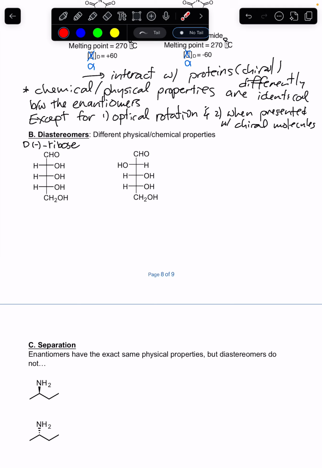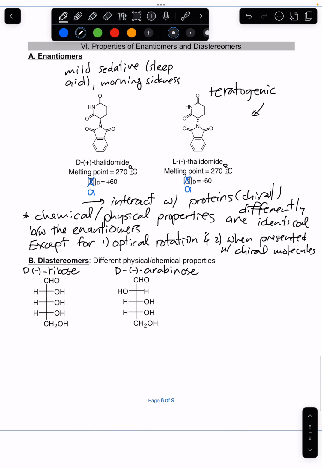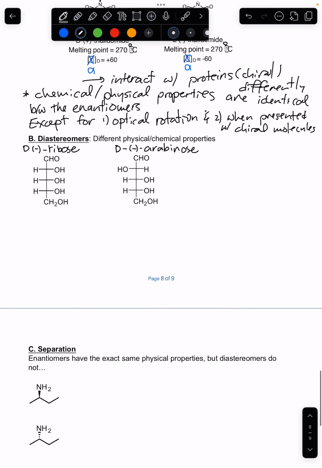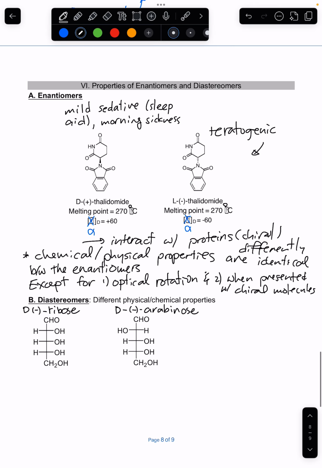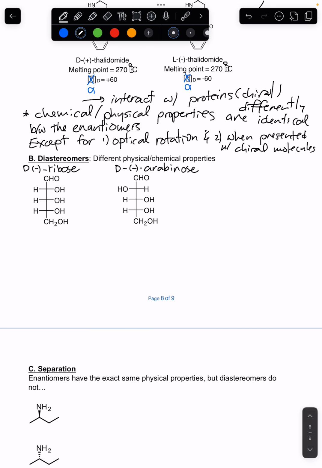So it could be levorotatory, like this ribose case, or dextrorotatory as well. And this other one also happens to be levorotatory, but this sugar is called arabinose. Unlike the enantiomers, we call them differently because they're really two completely different molecules, whereas both of these up here are thalidomides, just mirror images of each other. These two guys are not mirror images of each other. In fact, the physical properties and whatnot are very different.